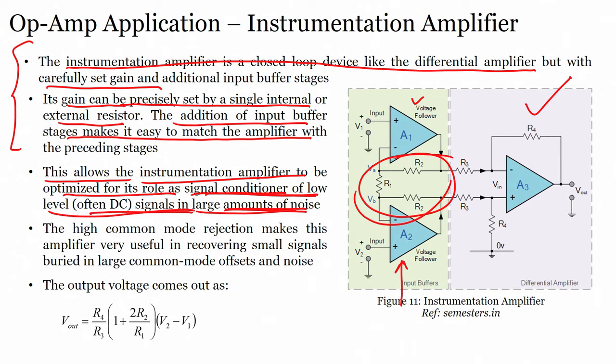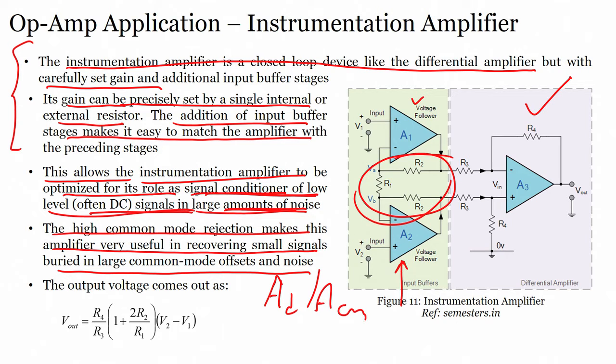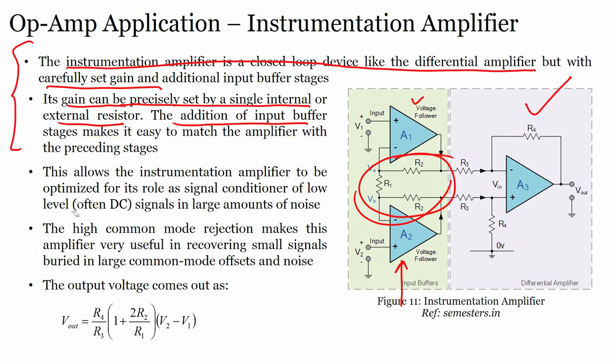The high common mode rejection makes the amplifier very useful in recovering signals buried in large common mode effects and noise. You all remember what CMRR, the common mode rejection ratio, is. We have already seen it in the theory class. CMRR is nothing but the differential gain divided by the common mode gain, AD by ACM. My CMRR should be extremely high. If my CMRR is extremely high, that means my signal to noise ratio is extremely high, so I can measure a small signal in presence of huge noise.